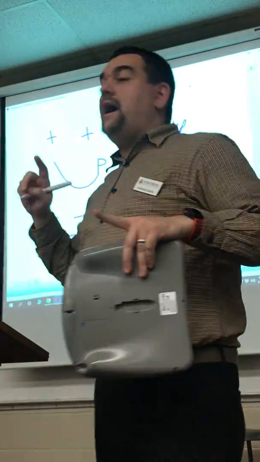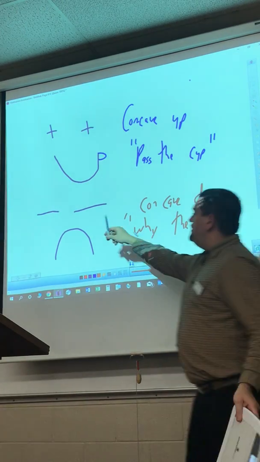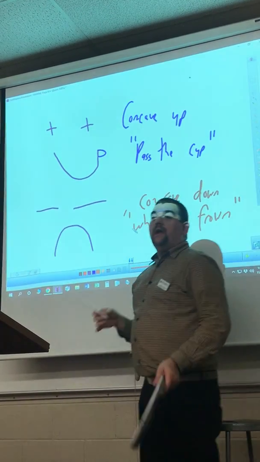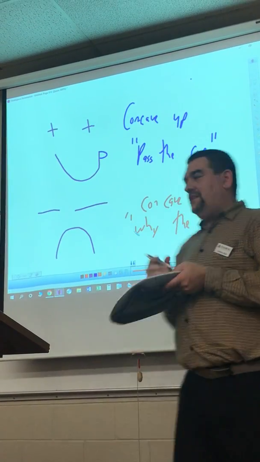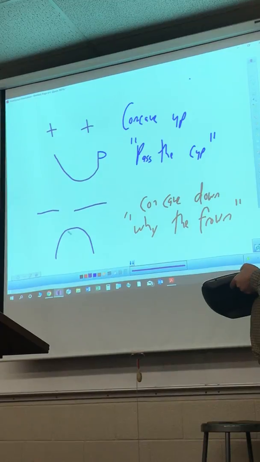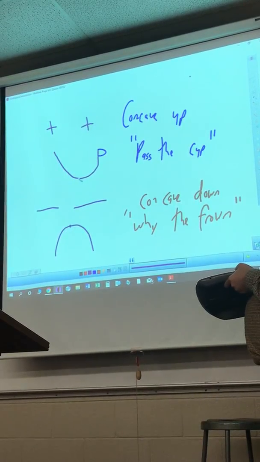So, concave up, past the cup. Concave down, why the frown? Okay? Again, the double derivative means you're actually going to be concave down. Now, this is going to be interesting, though. I'll give you guys a little head start here. These parabolas, does this have a max or a min? Right, and this has a min.